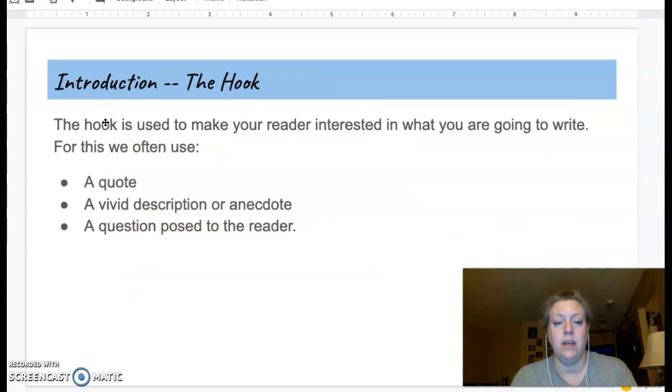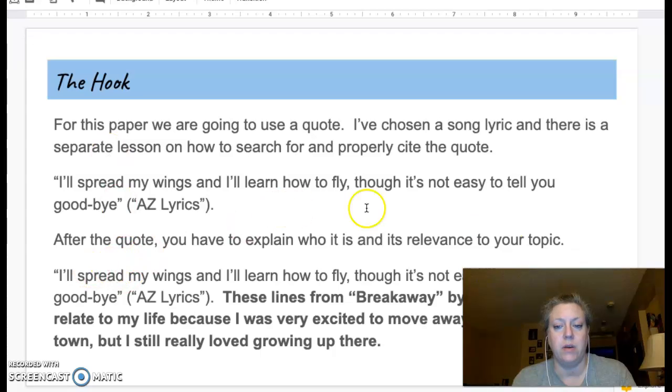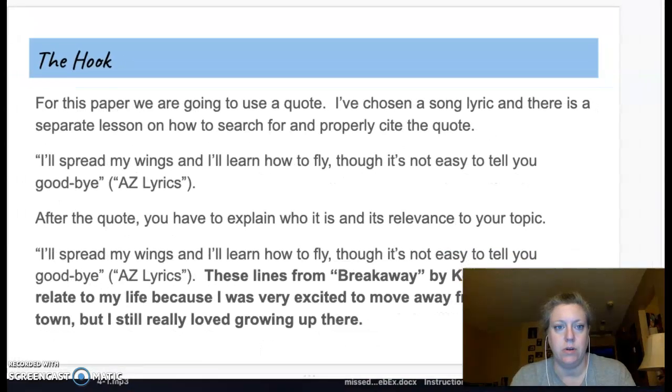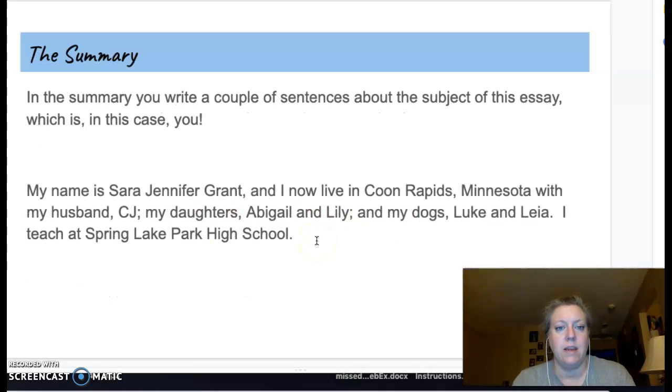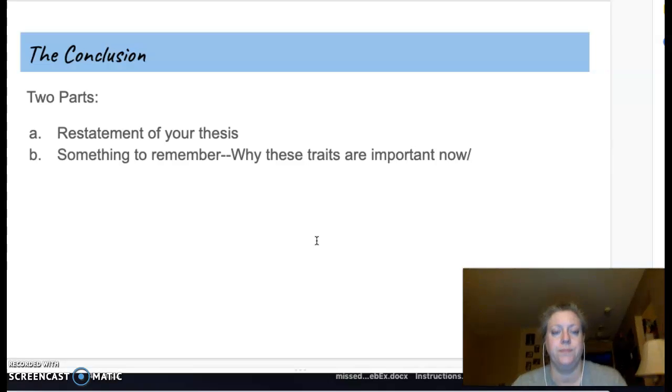And then yesterday, in lesson 3, we talked about the introduction. We had a separate lesson on how to search for song lyrics and quote them. And then we talked about how you put together a hook. Okay, so we have one last lesson to do. Just trying to make sure you can see everything I'm doing. And that is the conclusion.